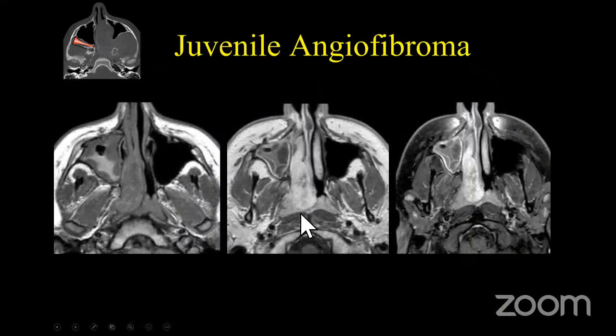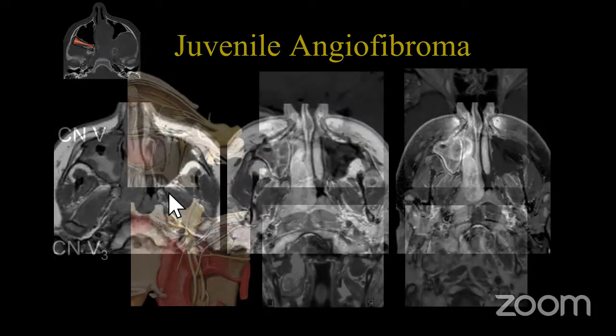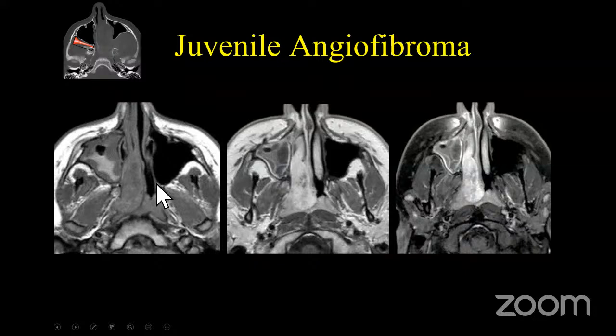One other point about juvenile angiofibromas is that, as radiologists, we're always taught that juvenile angiofibromas always had that tripod appearance, that trident appearance, where they arise in the sphenopalatine foramen, extend laterally into the pterygomaxillary fissure and medially into the nasal cavity. But this was another example of juvenile angiofibroma.